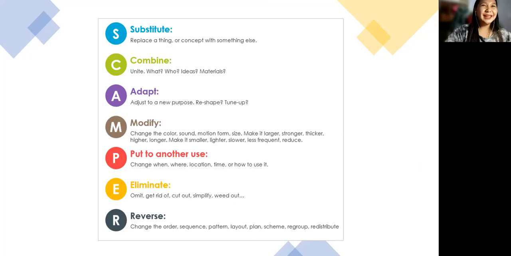Okay. And yung last is yung rearrange or reverse. One of the best examples of this technique is itong rearrange or reverse is change the order, sequence, pattern, layout, plan, scheme, regroup, or distribute. So, ang idea trigger natin dito class is what can you rearrange or reorder in the way your product or service appears or the way businesses in your industry usually look or are decorated or located.